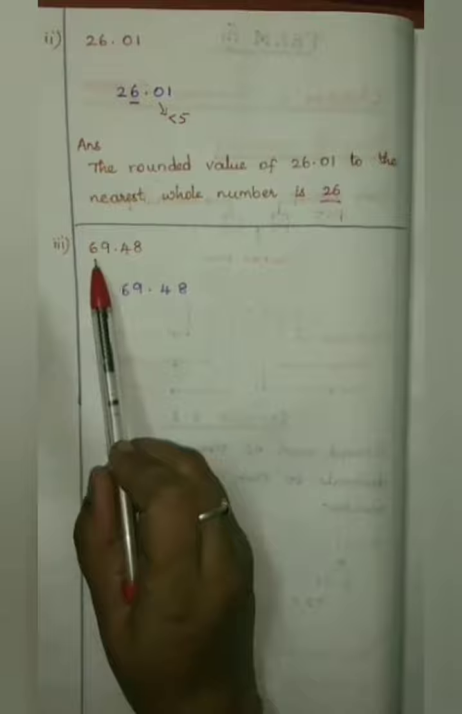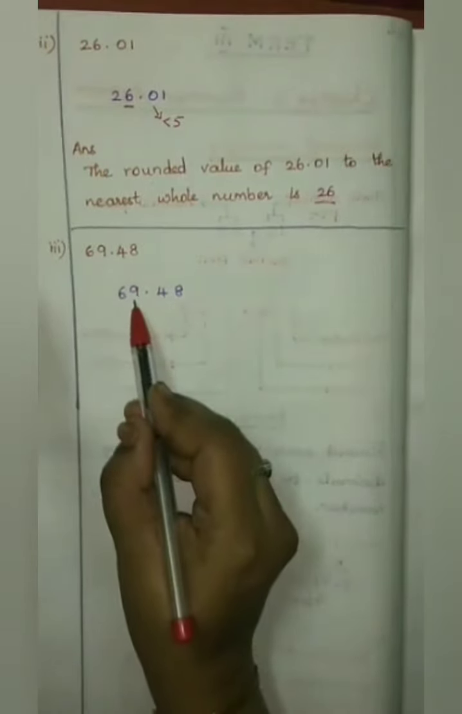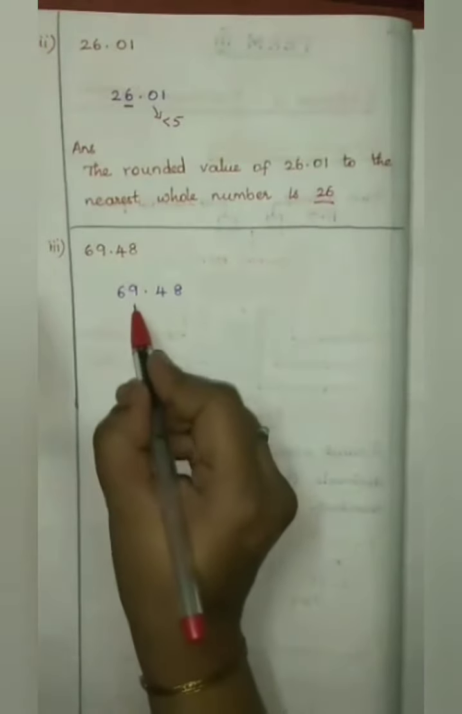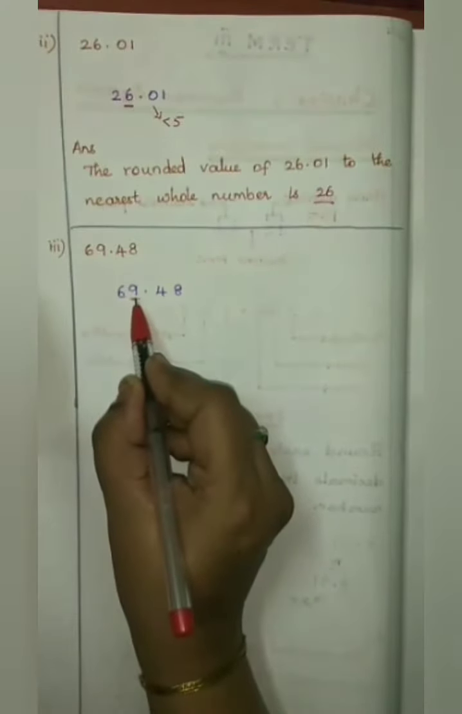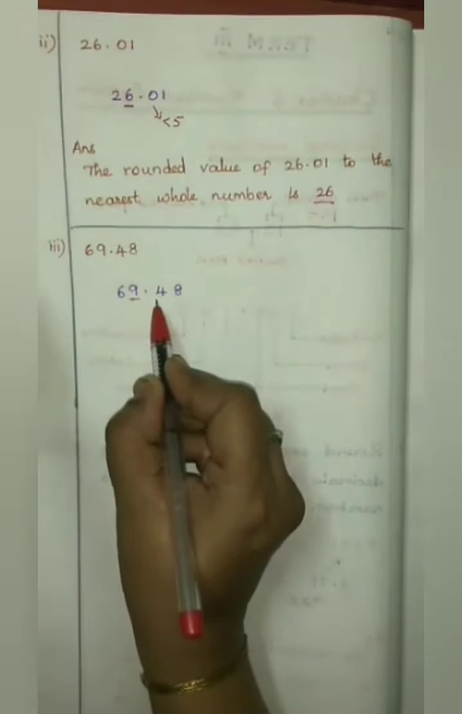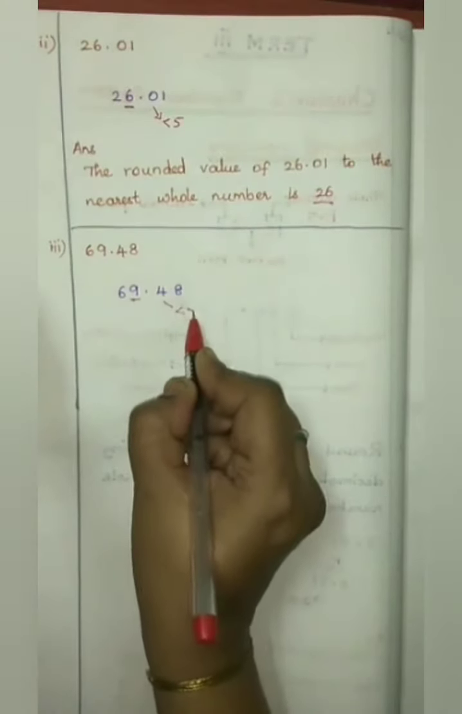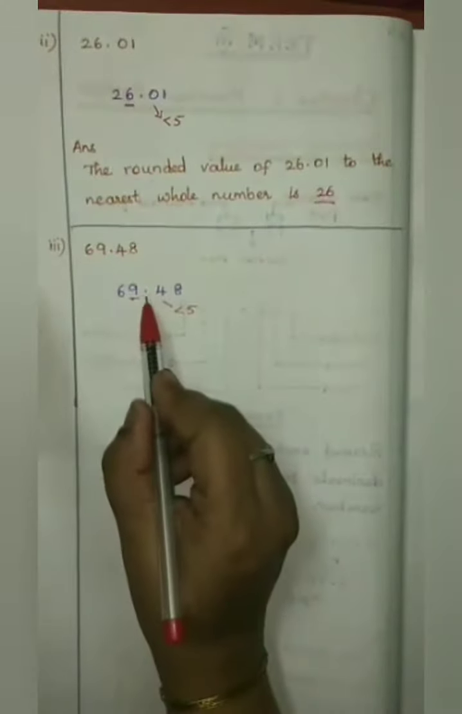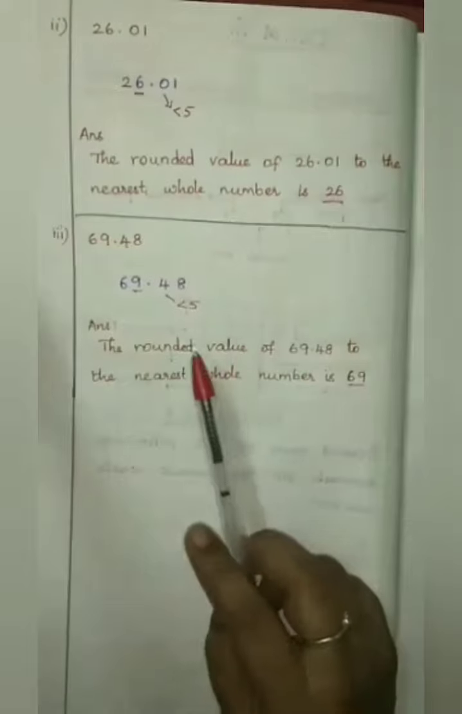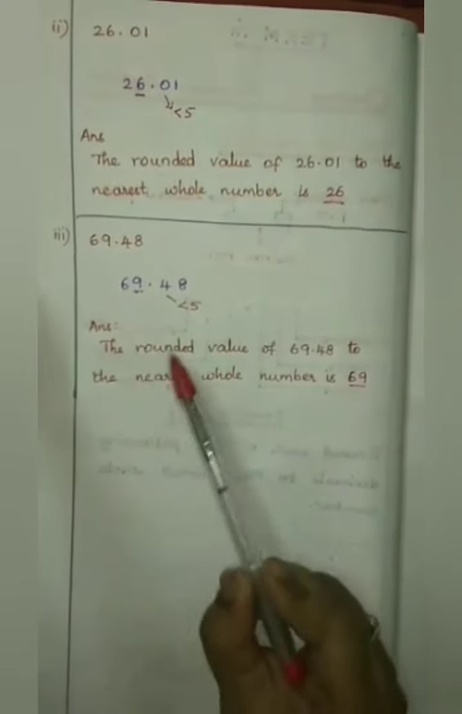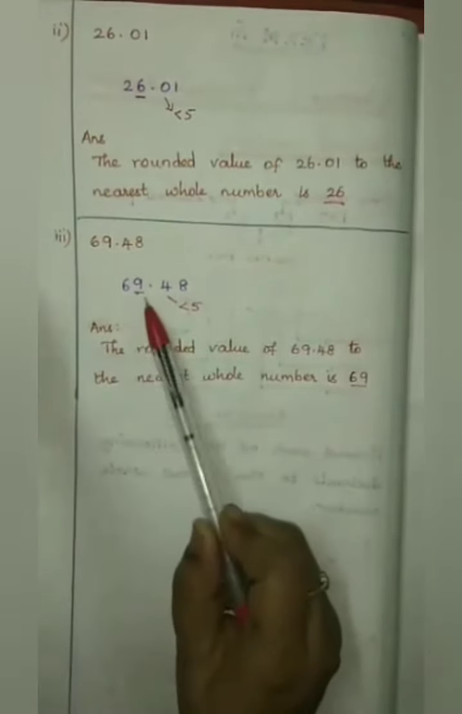Third subdivision, 69.48. So underline the rightmost digit in the whole number part, that is 9. See the digit that comes after the underlined digit. What is that? 4. It is less than 5. So ignore the digits that come after the underlined digit. So the rounded value of 69.48 to the nearest whole number is 69.